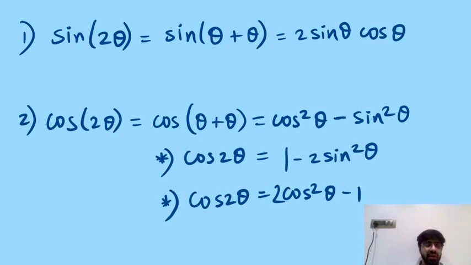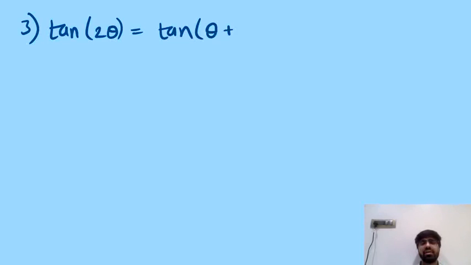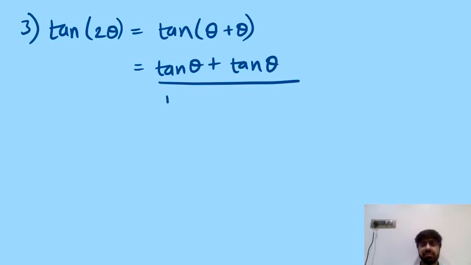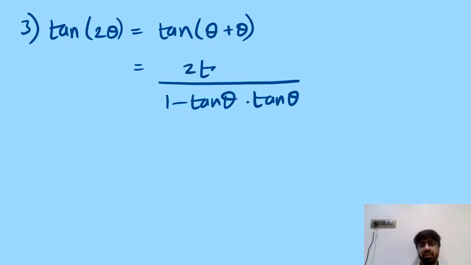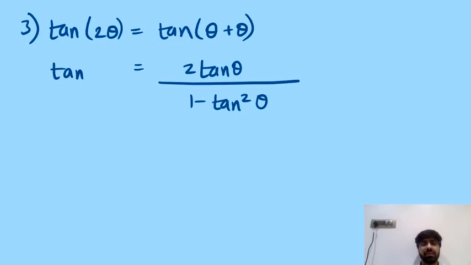We continue with our formulas. Now the third one is the tan 2 theta formula. Tan 2 theta, again we will write it as tan of theta plus theta. Tan of a plus b was what? It was tan a plus tan b divided by 1 minus tan a tan b. So in the numerator, you have tan theta plus tan theta, that will be 2 tan theta. And tan theta into tan theta makes it tan square theta. So in the denominator, we have 1 minus tan square theta. Okay, that's the formula for tan 2 theta.